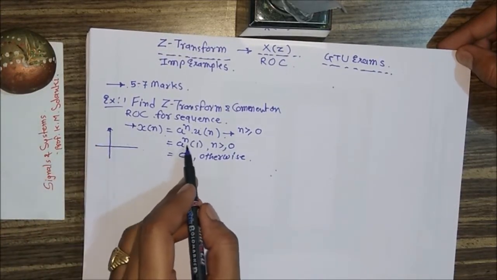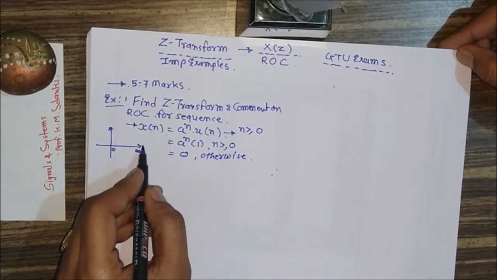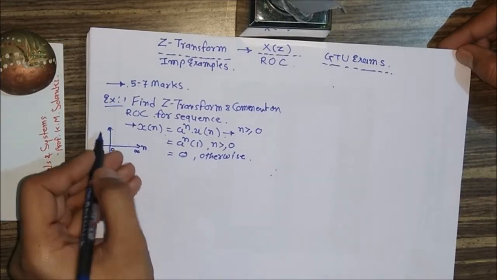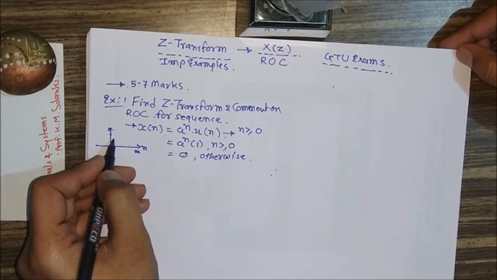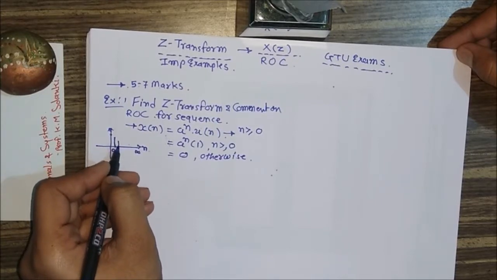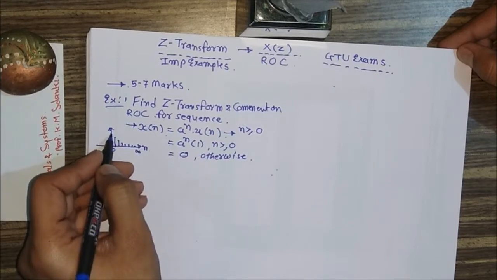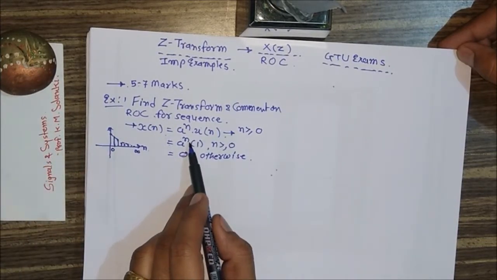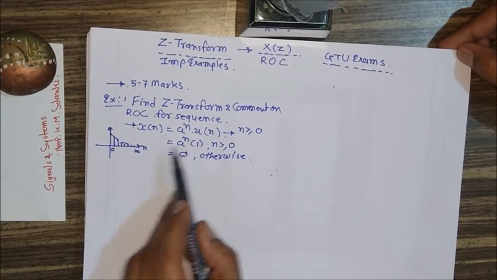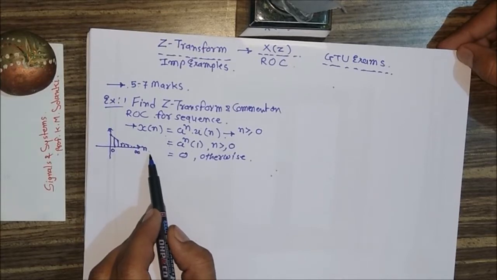So we consider a raised to n, where n is starting from 0 to infinity. This is the limit of n. So the value of a raised to n will be like this. It's an exponentially decreasing graph as a raised to n. So we are considering a raised to n as this type of signal. So the limit is 0 to infinity.